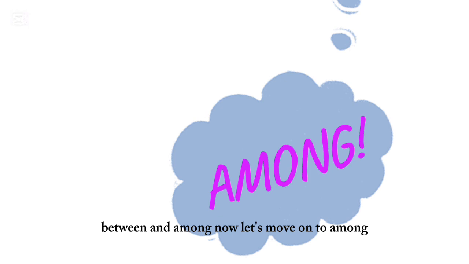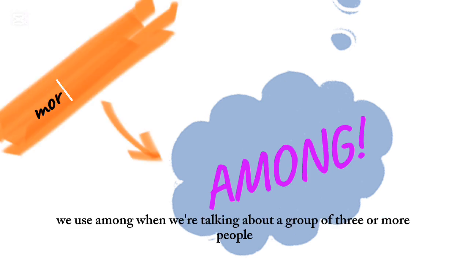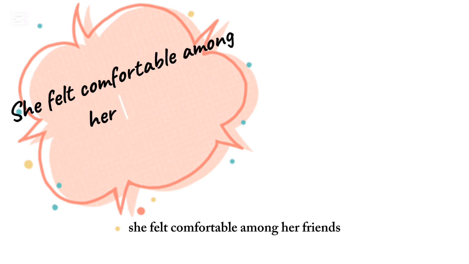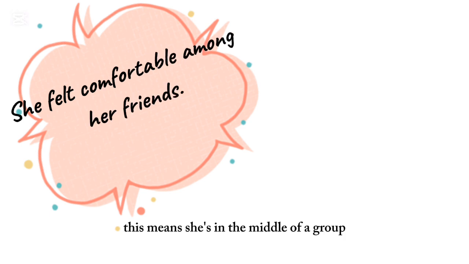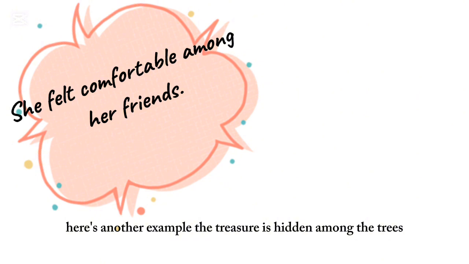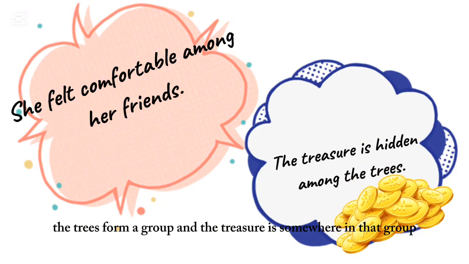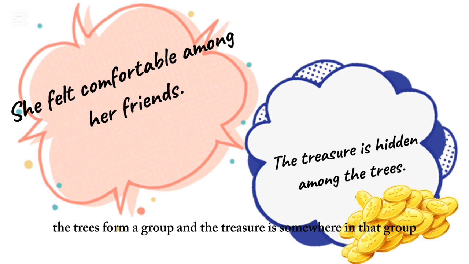Now, let's move on to among. We use among when we're talking about a group of 3 or more people or things. Picture yourself in a crowd, surrounded by lots of people. That's among. Here's an example. She felt comfortable among her friends. This means she's in the middle of a group, not just 2 friends, but many. Here's another example. The treasure is hidden among the trees. The trees form a group, and the treasure is somewhere in that group.